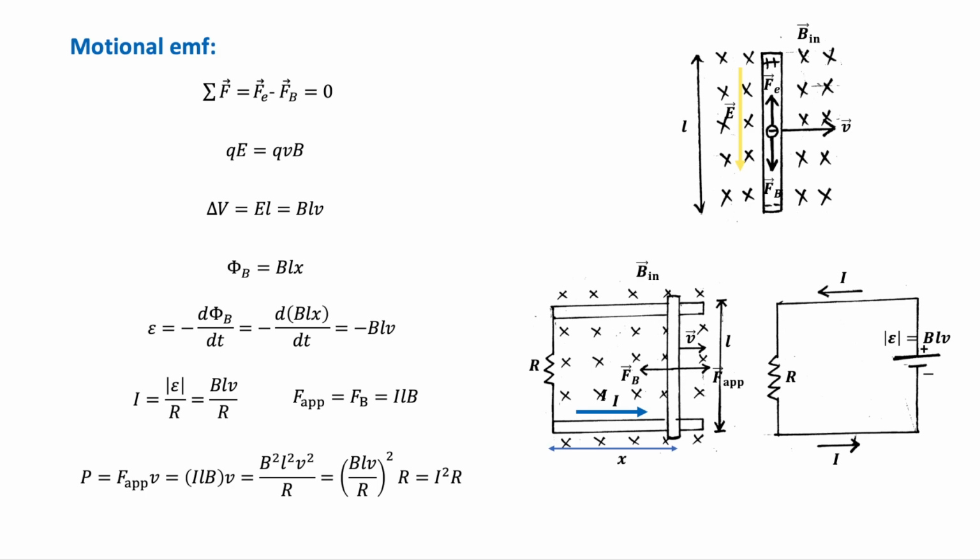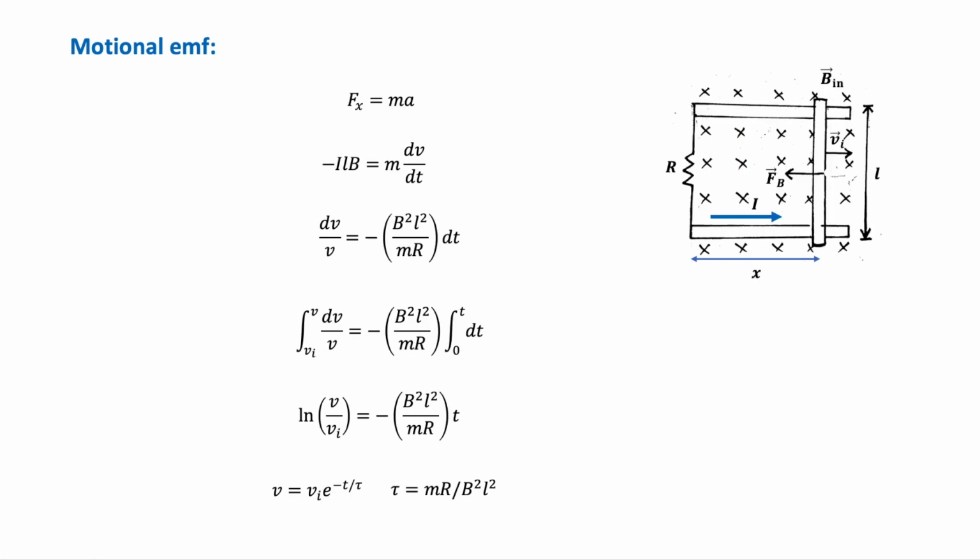So the total work done on the system by the applied force while the bar is moving with a constant speed is equal to the increase in the internal energy of the resistor, okay? Assuming the energy stays in the resistor and does not leave through heat or electromagnetic radiation. So therefore the power delivered by the applied force P is equal to F applied times v, which is equal to ILBv, and this is equal to (BLv over R) squared times R, which is equal to I squared R, and this is equal to the rate at which energy is delivered to the resistor, okay?